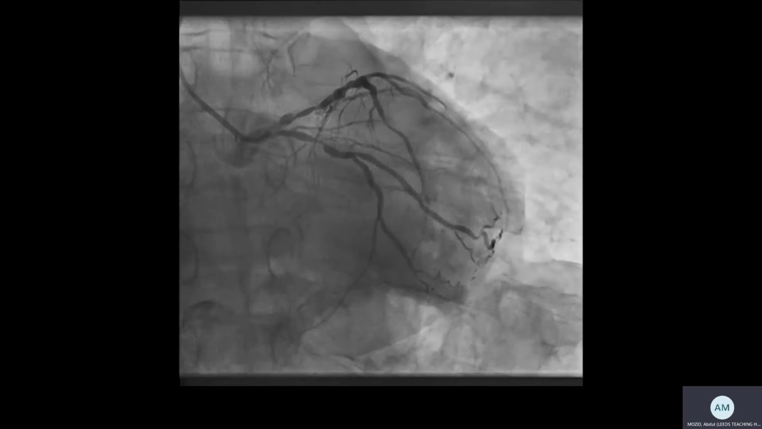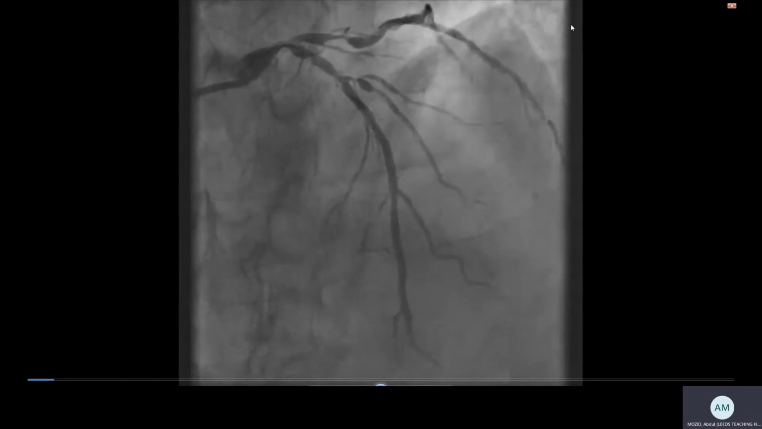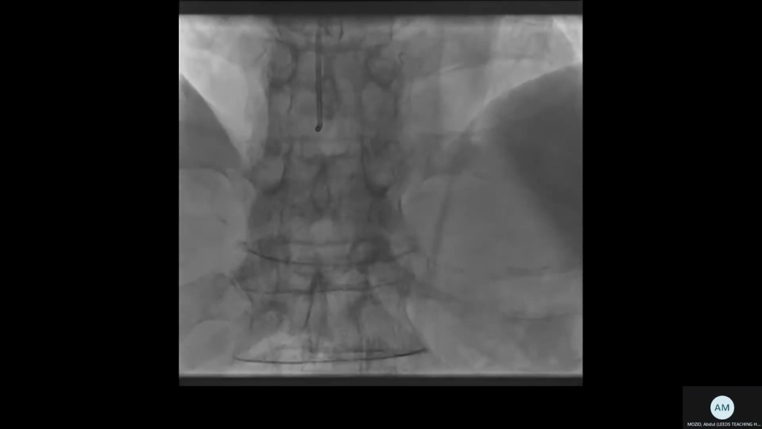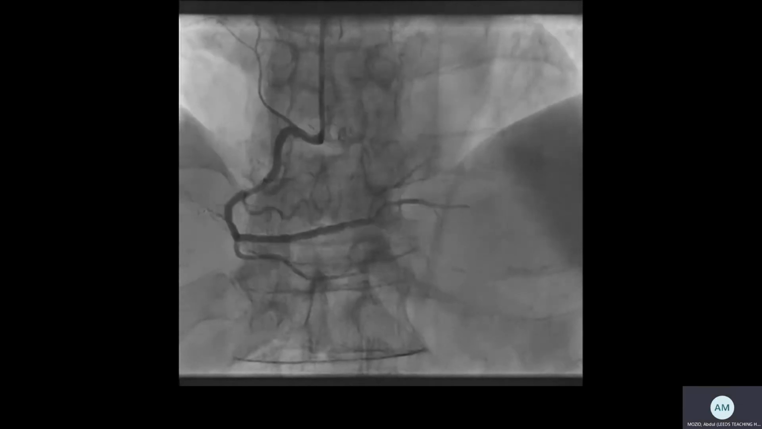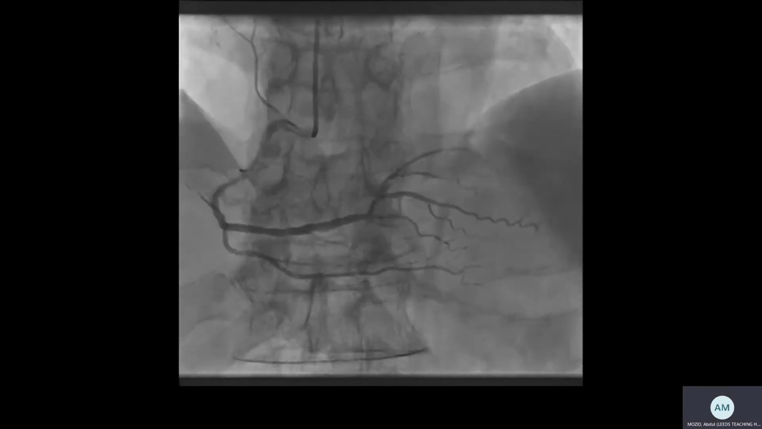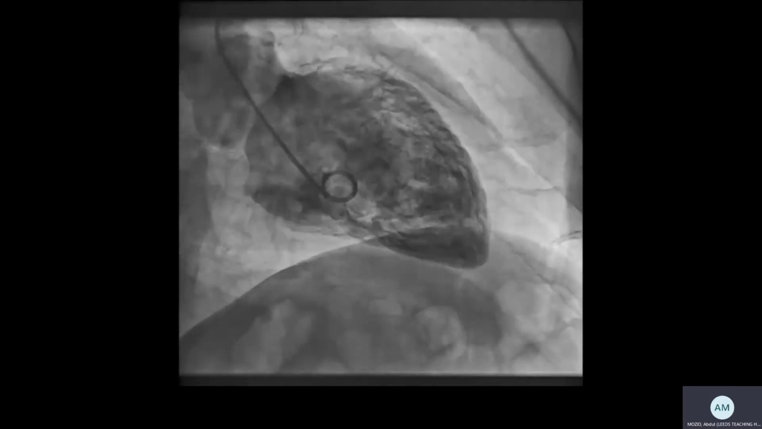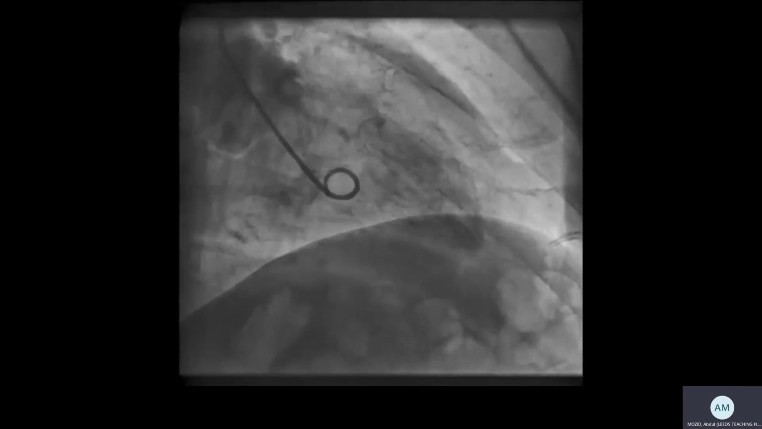You can see complex calcified distal left main stem bifurcation, seen more clearly here, as well as proximal LAD diagonal bifurcation disease, as you can see here. The right coronary artery had mild distal atheroma only. This was his LV angiogram showing mild anterior hypokinesia.